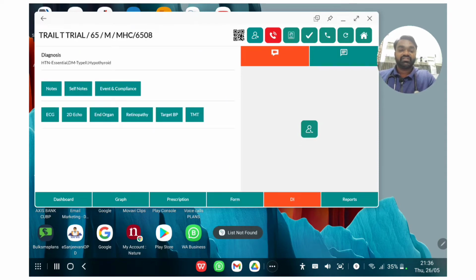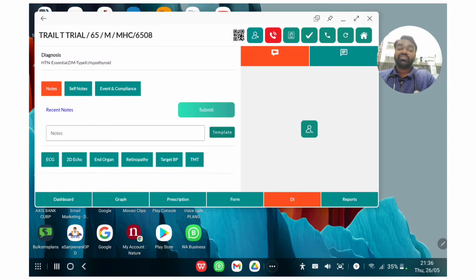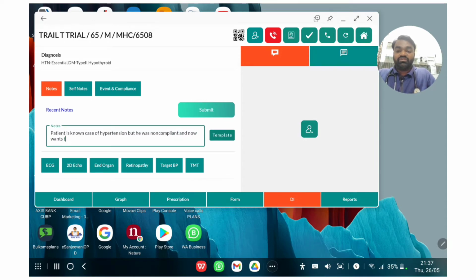Then this is doctor's interpretation. Now this doctor's interpretation is exactly how we write down in our prescription papers, like patient is known case of hypertension, but he was non-compliant and now wants to get evaluated. Okay, so these are some of the notes, actually, what we are writing.